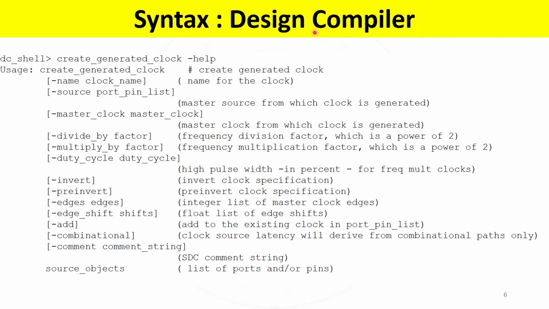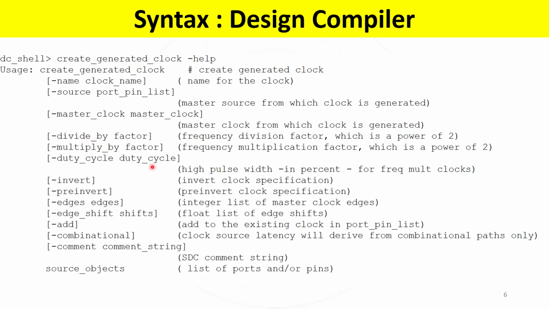Now coming to the syntax according to Design Compiler, which is based on the Synopsys tool. So this is the usage: create_generated_clock -name, some clock name we need to give, followed by -source. It can be a port pin list, that is the master source from which the clock is generated. And next one is -master_clock, that is the master clock from which the clock is generated. Next one, -divide_by, we need to give some divide by factor here. Generally the frequency divider factor will be a multiple of 2, simply a power of 2, followed by -multiply_by, where we can give some value.